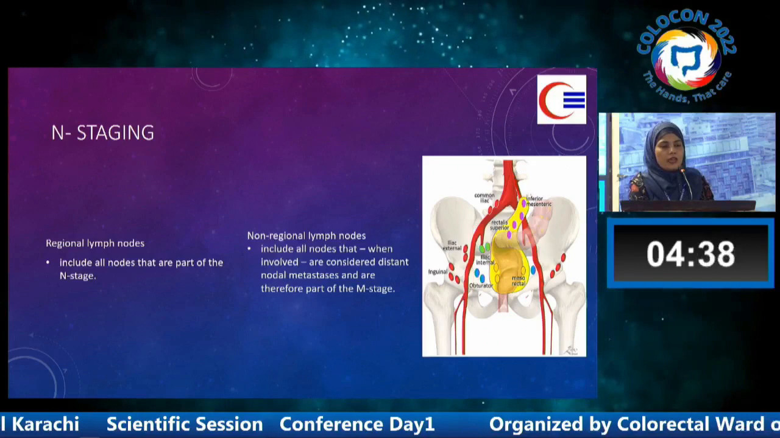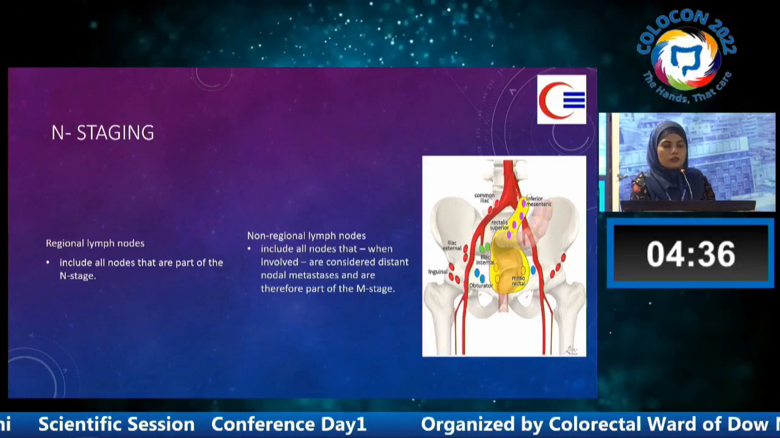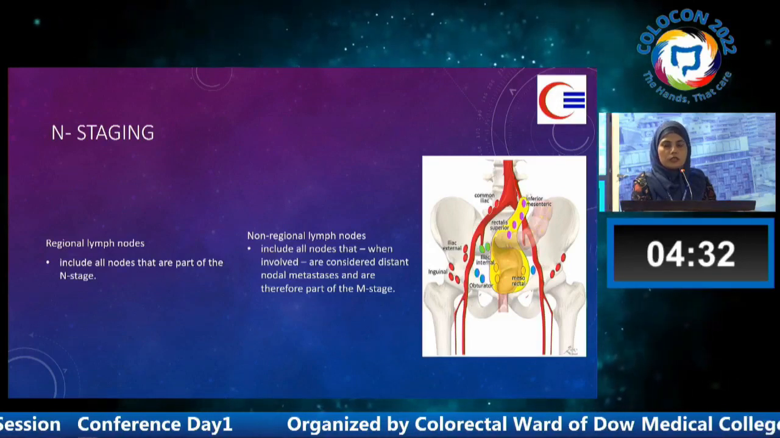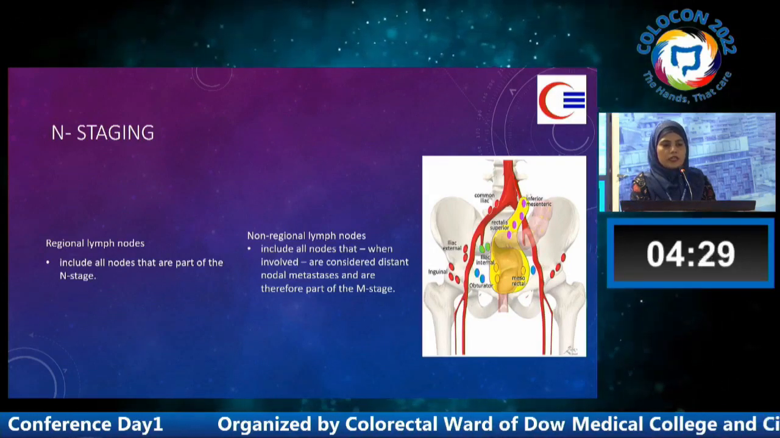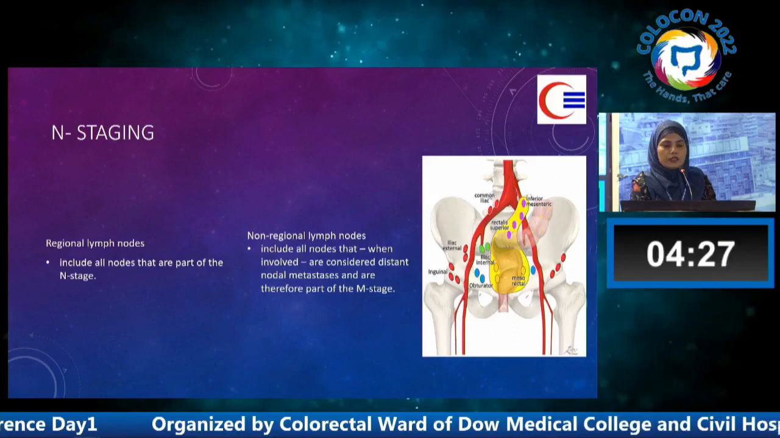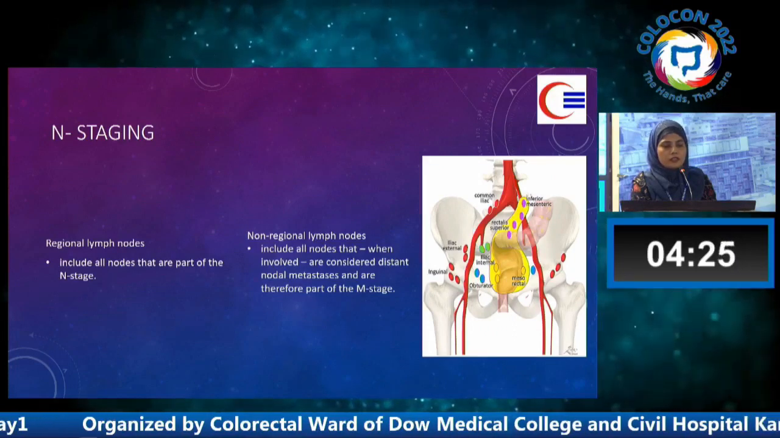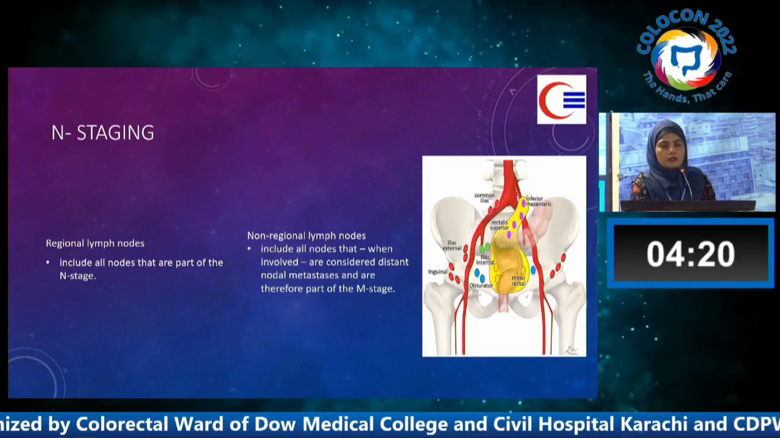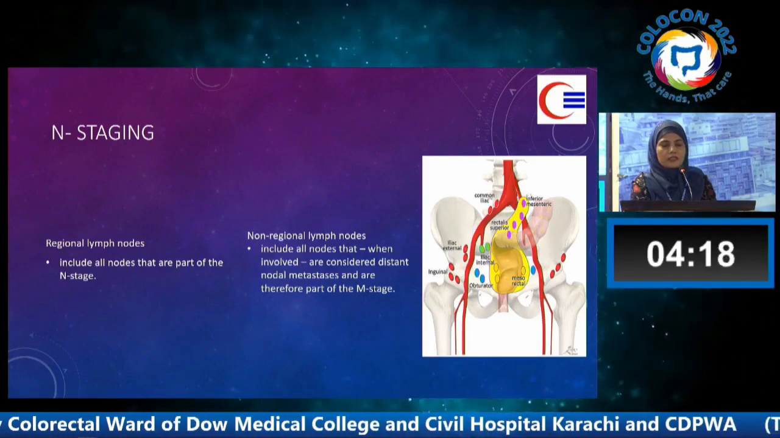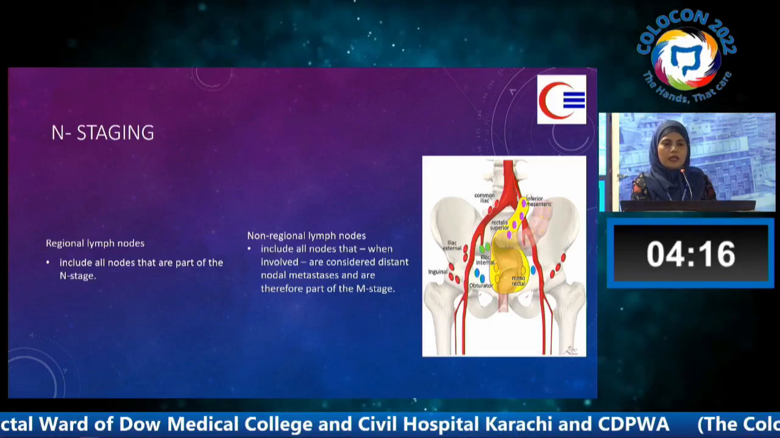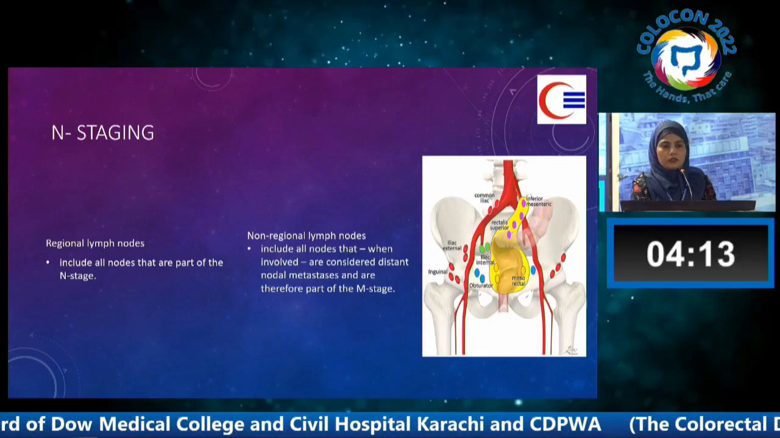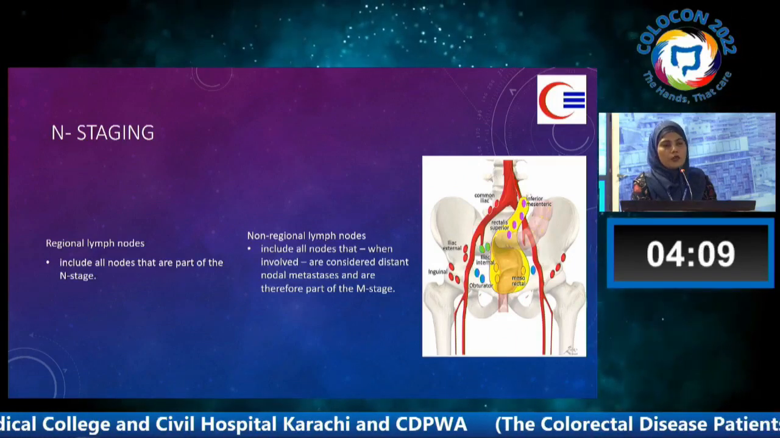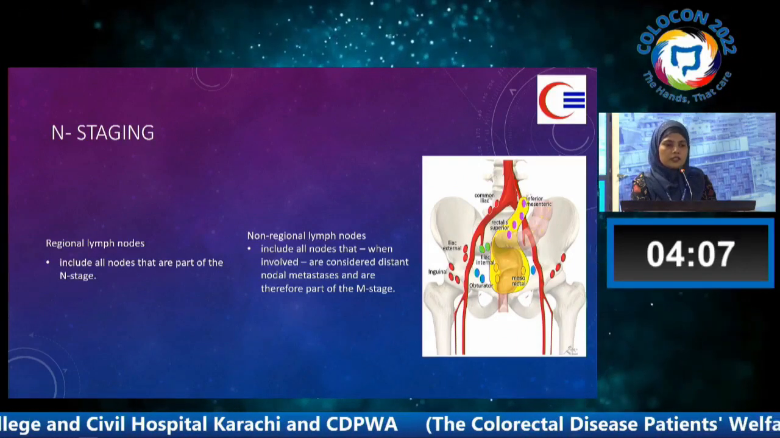Then comes N staging. In N staging, we have to decide involvement of the nodes, either regional or non-regional. Regional nodes are those which are excised during the surgery, and they include superior rectal, mesorectal, internal iliac, and obturator nodes, while non-regional are distant nodes, and in case of rectal cancer, external iliac and inguinal groups are called non-regional. But one exception is here: in cases of lower rectal tumor, inguinal lymph nodes can be considered as regional lymph nodes.